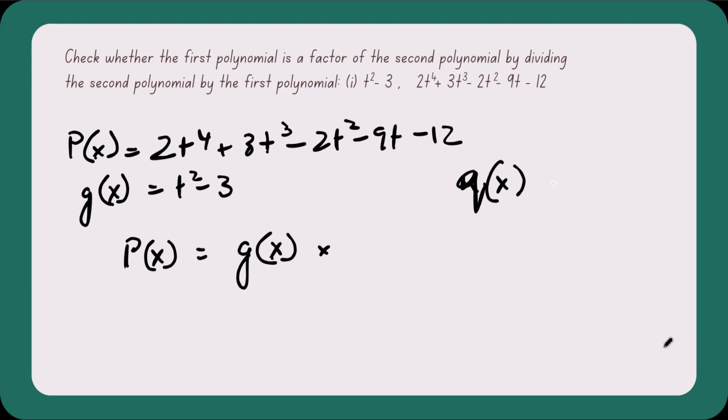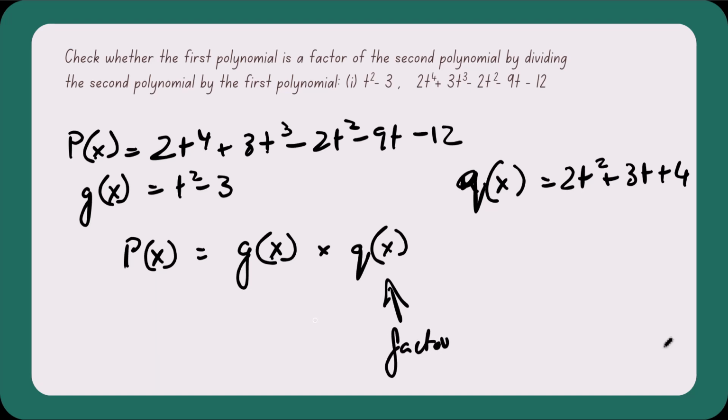So what is q of x? We found it to be 2t raised to 2 plus 3t plus 4, right? Okay. So this is my quotient. So I can write g of x into q of x. So q of x is a factor, right? G of x is a factor, right? So that is the logic here. Got it? So we can easily find whether it is a factor or not by checking whether the remainder is 0. If the remainder is 0, it is a factor.